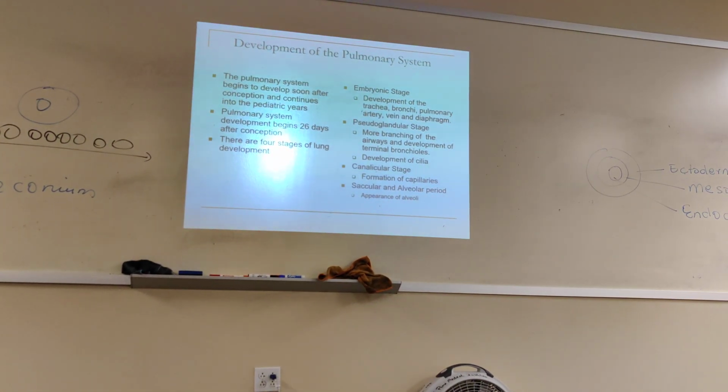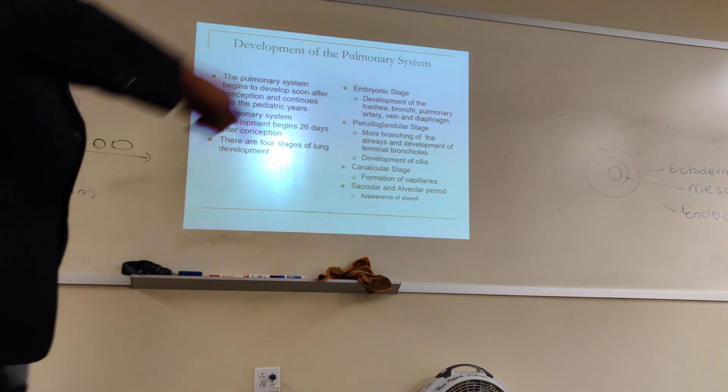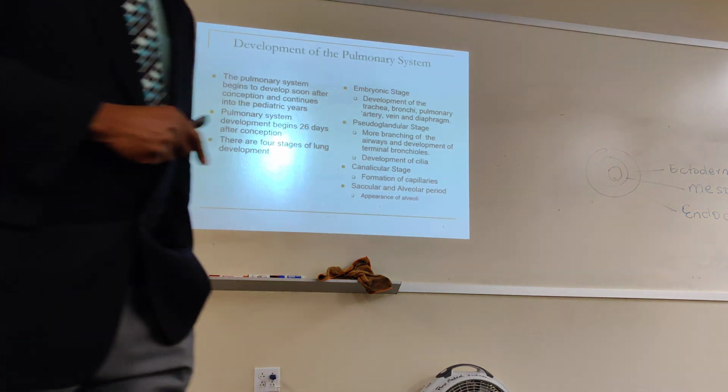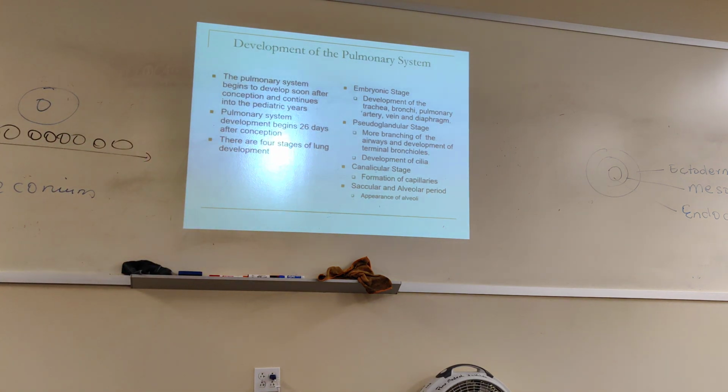Development of the pulmonary system. Now, the pulmonary system is one of the systems that begins to develop very early during gestation. So now you can see that the pulmonary system begins to develop 26 days after implantation. 26 days. And then it will continue to develop almost throughout the pediatric years.